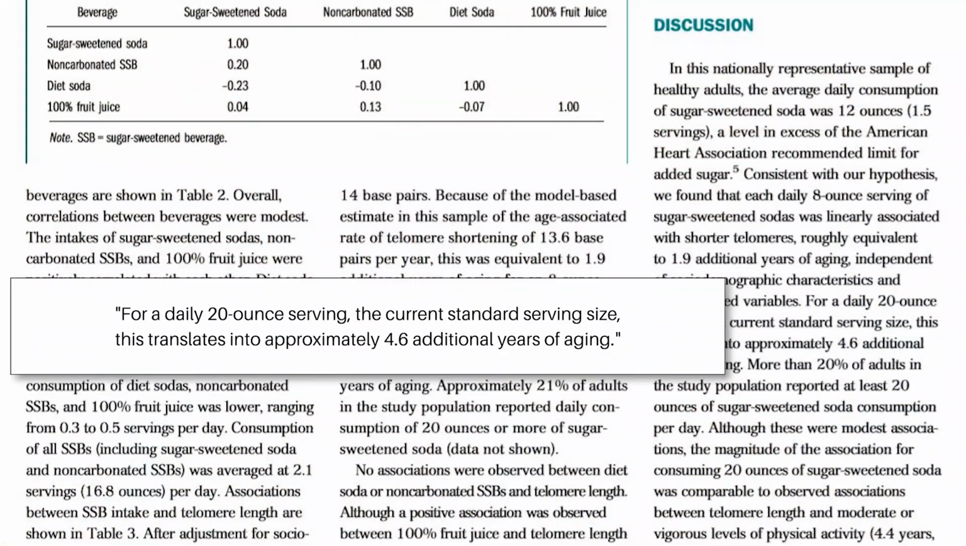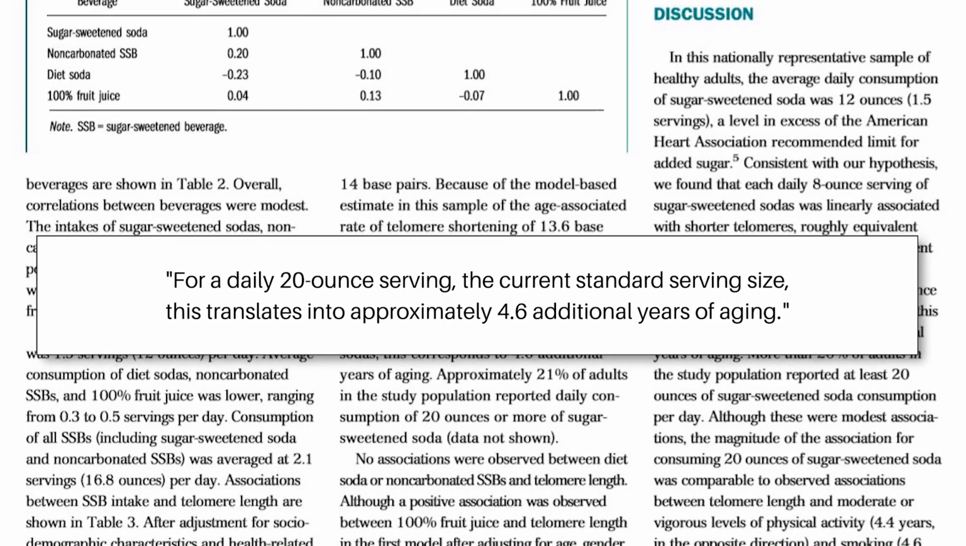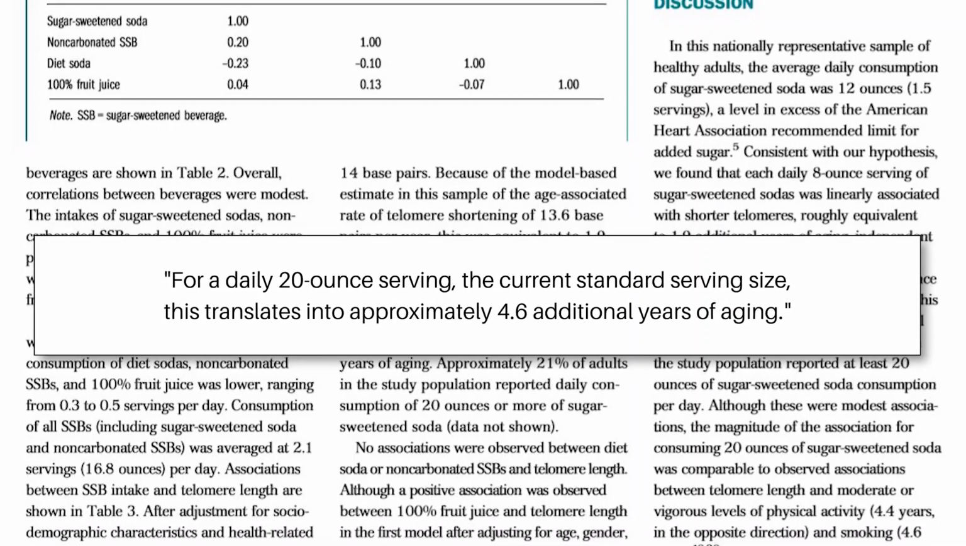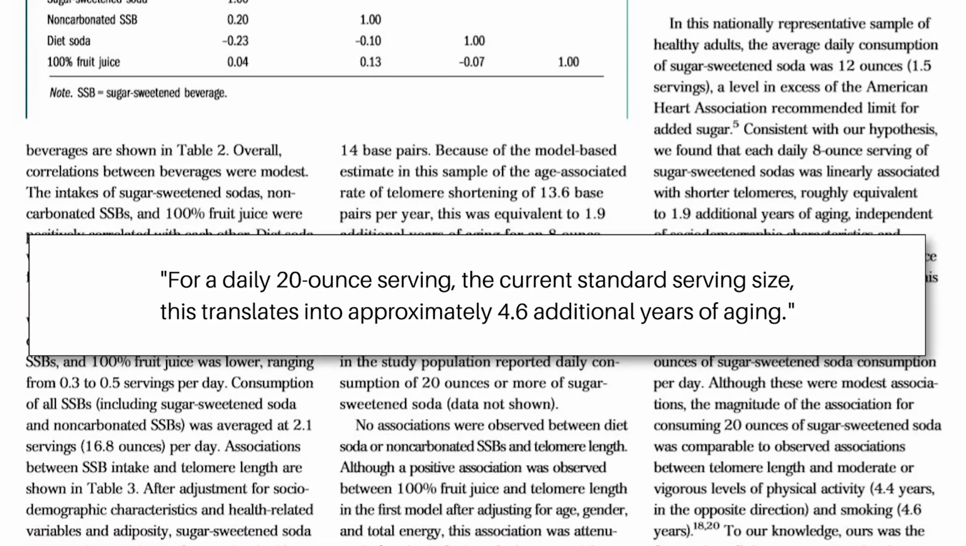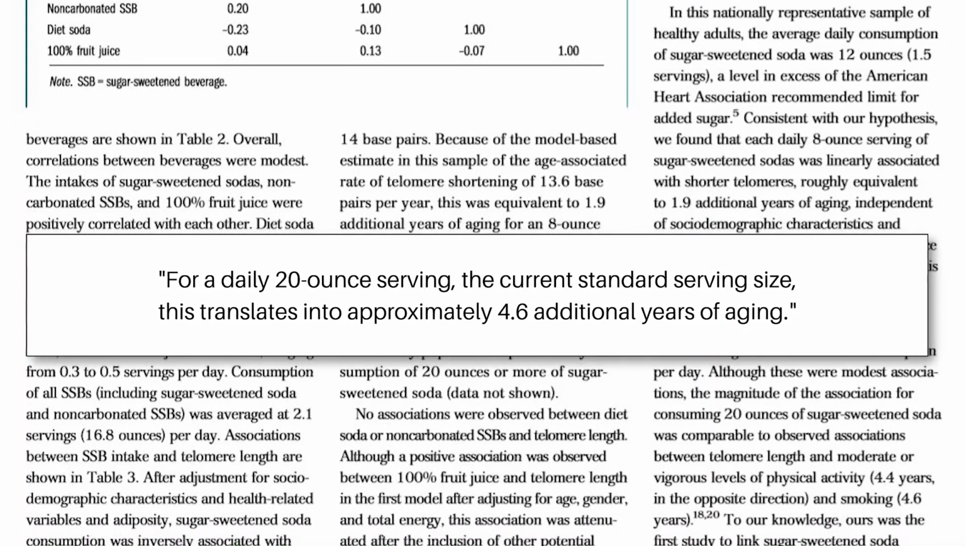So get this, for a daily 20-ounce serving, which is the current standard serving size, and again, this is one daily 20-ounce serving, it translates into approximately 4.6 additional years of aging. So how many people are drinking a number of sodas? Yeah, according to this, shortening their lives. Now, it might not matter to you when you're 19 years old, but it'll matter to you when you're 59 years old.